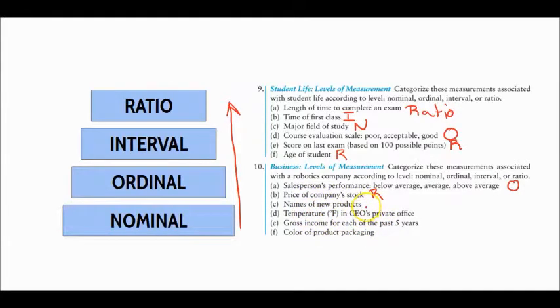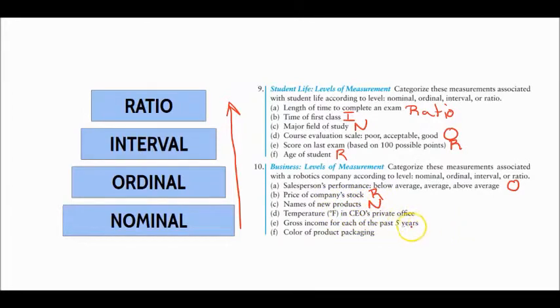Name of new products. Name, you can't really do anything with it. If I have a t-shirt and then I have shorts, I can't compare those two. They're two totally different things. They're two totally different categories. I can't order them either. So it's going to be the nominal level.